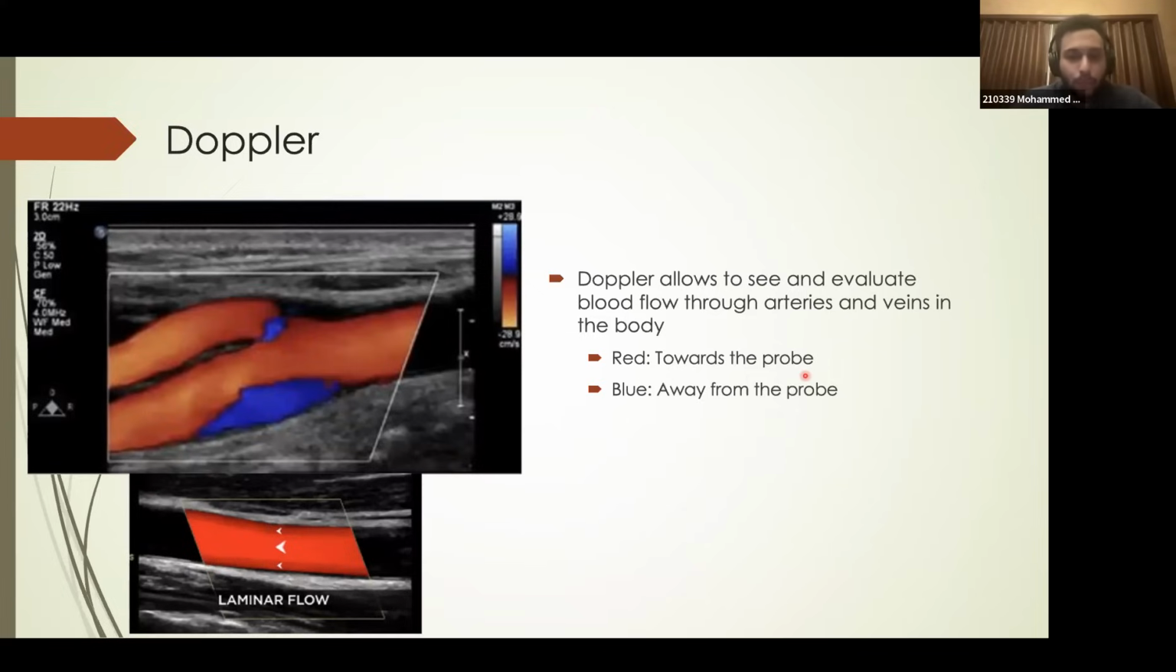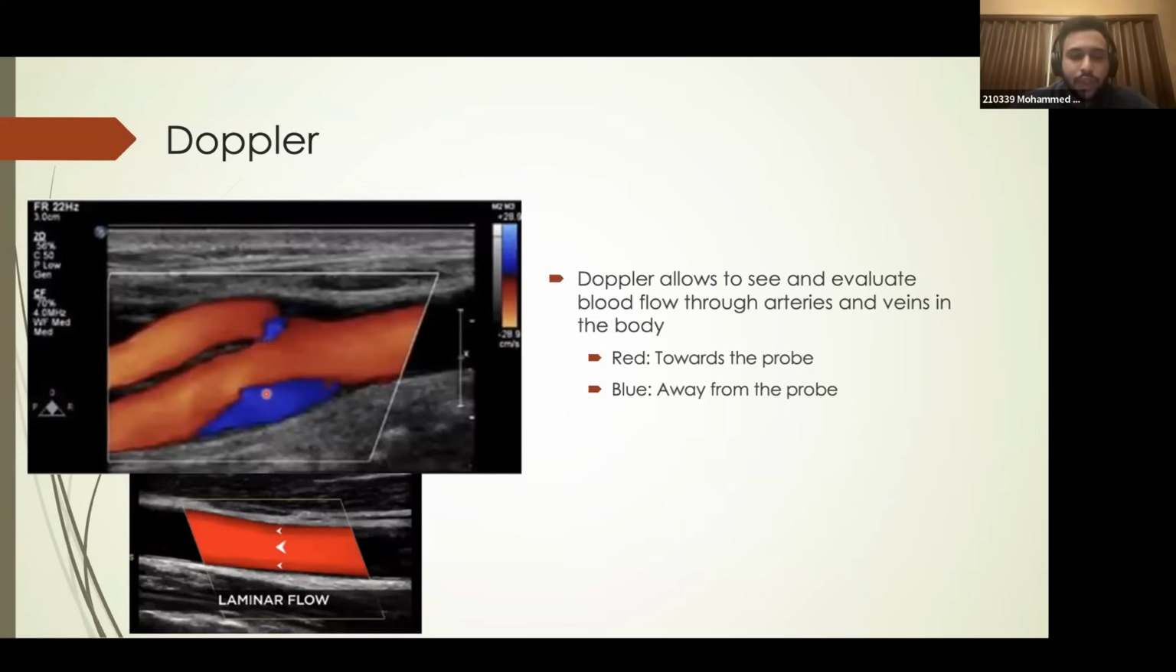Okay. The whole point of it is that it's assessing blood flow. Okay. It's assessing if there's laminar flow or turbulent flow. It's assessing how the blood is going through the vessel. Okay. You can also apply it further and check if the mass, for example, that you're assessing is vascularized or not. If there's blood going towards the probe, it will appear red. If it's going away from the probe, it's going blue.